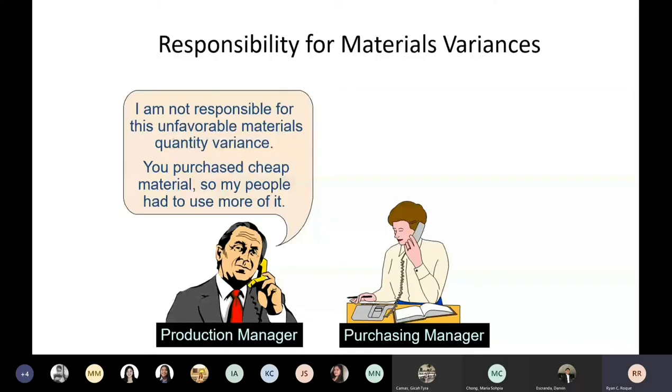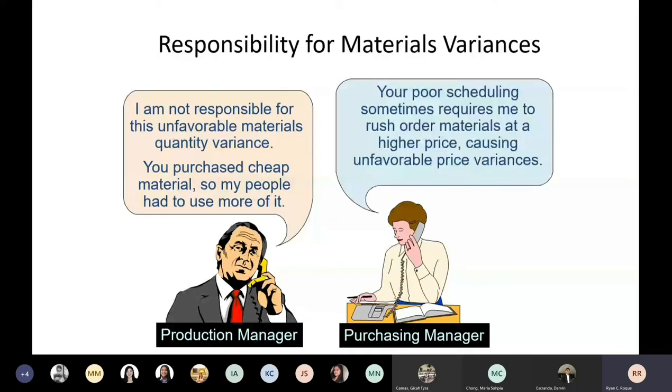Okay, and then sabi ng purchasing manager, "Your poor scheduling sometimes requires me to rush order materials at higher price, causing unfavorable price variances." Because it happens in reality na minsan yung mga production manager last minute manghingi o magbigay ng mga kailangan nila. So in that way, si purchasing manager had to rush the order and that would mean higher price. So that's how we investigate in reality.